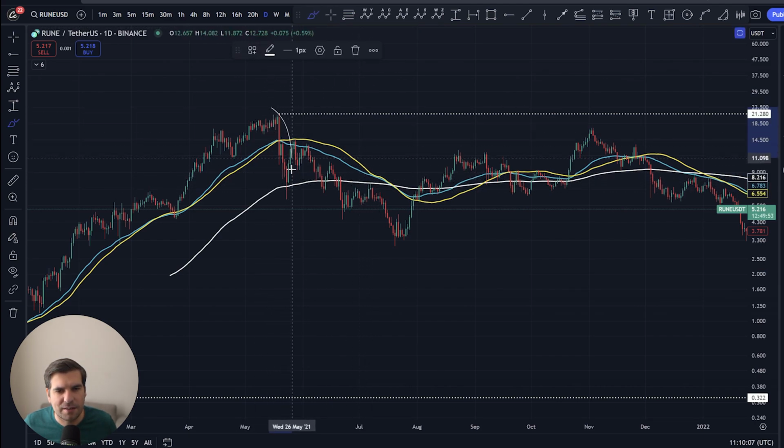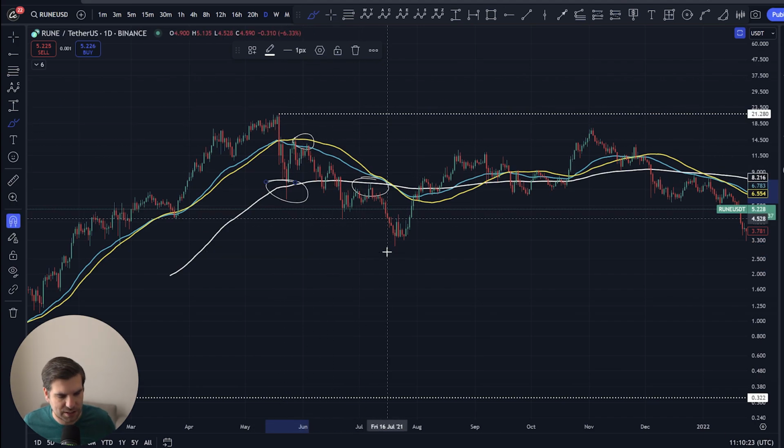Okay, so you can see here, right, this initial move down, very important. We then bounce, we move down, we bounce, we move down, and we bounce, right? And these bounces, you can see here, lose that 200 EMA as well. This one here overlaps this one here. That tells us that this is not a big correction to the downside.